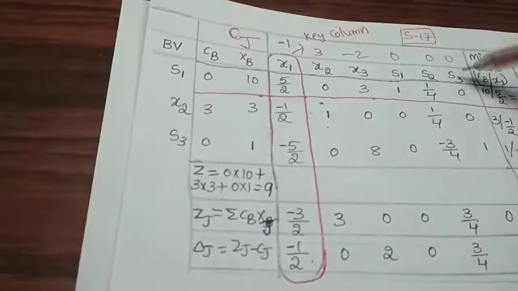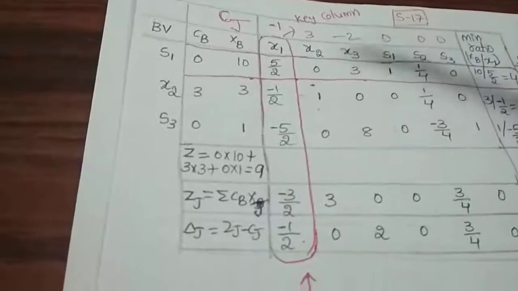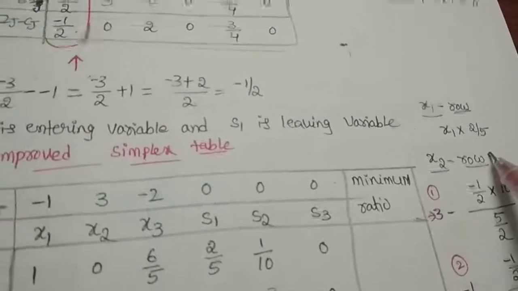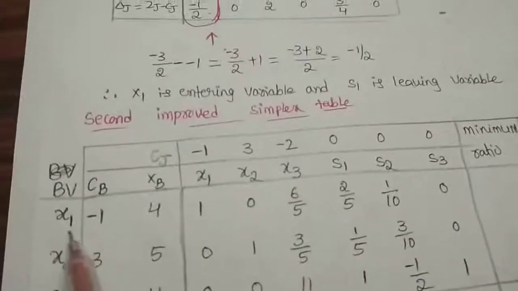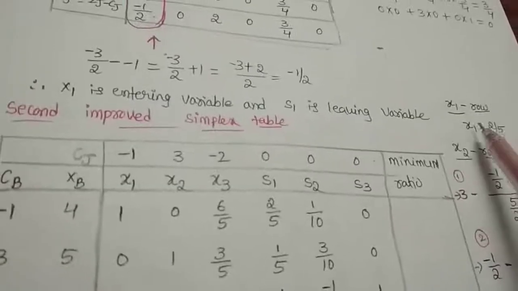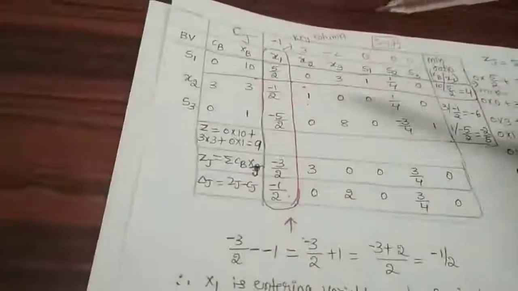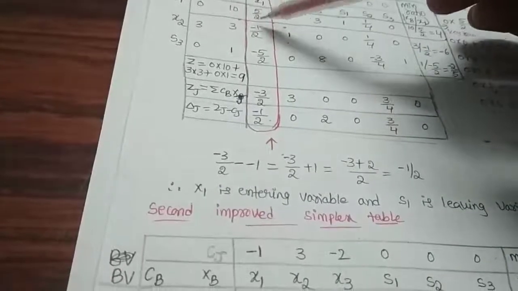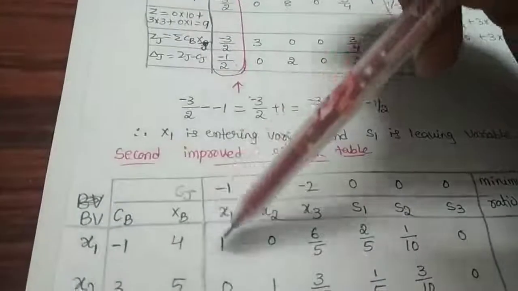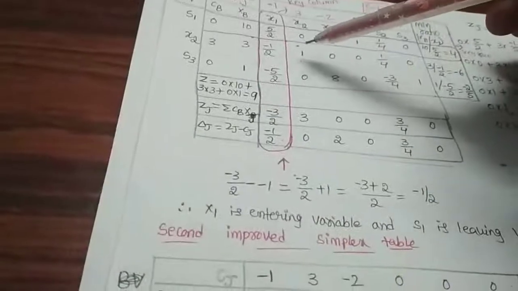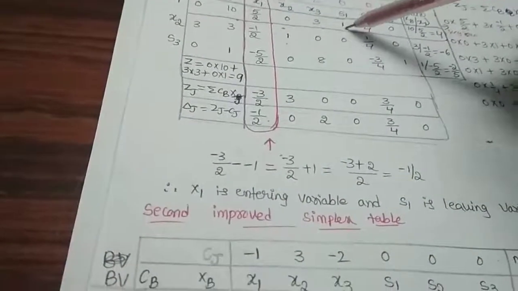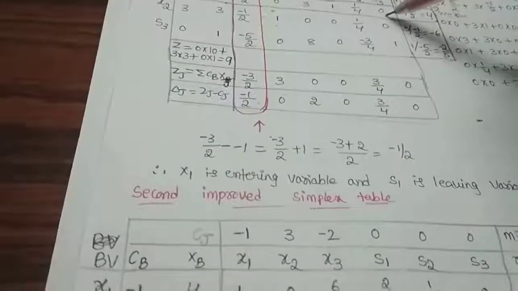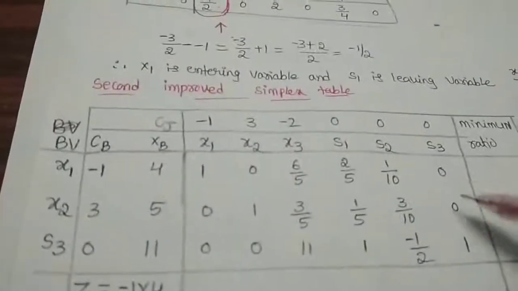From XB to S3 we are applying this calculation part, that is I given here clearly x1 row into 2 by 5, that is multiply each value into 2 by 5. 10 into 2 by 5, 5 by 2 into 2 by 5, 2 2 is cancelled, 5 5 is cancelled, 1. Next 0 into 2 by 5, 3 into 2 by 5, 1 into 2 by 5, 1 by 4 into 2 by 5, 2 by 5 into 0 that equal to in this row.